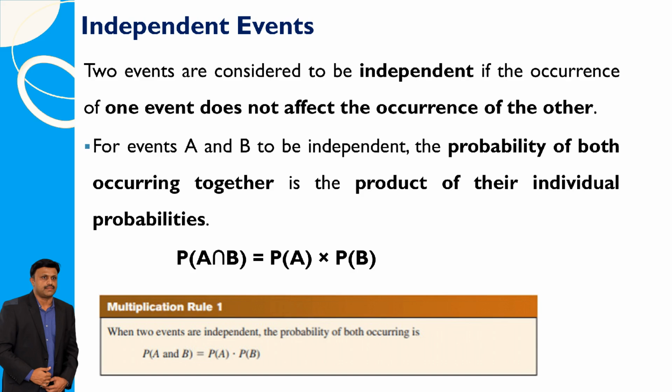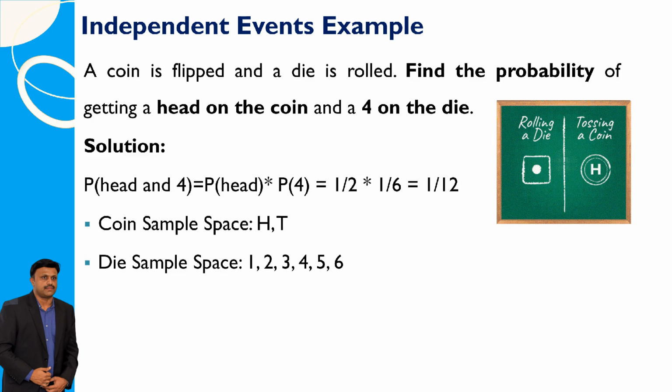Two events are independent if the occurrence of one does not impact the occurrence of the other. For two independent events, A and B, the probability of both events occurring together is the product of their individual probabilities. To find the probability of flipping a head on a coin and rolling a 4 on a die, multiply the individual probabilities. Thus, the combined probability is 1 out of 12.